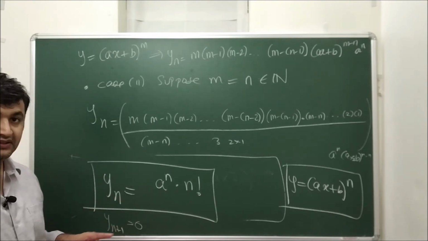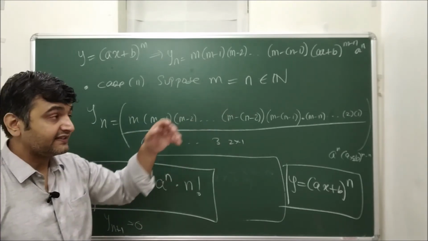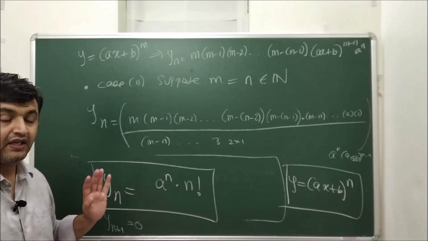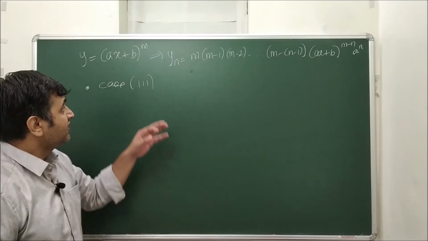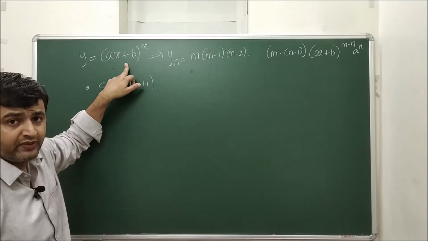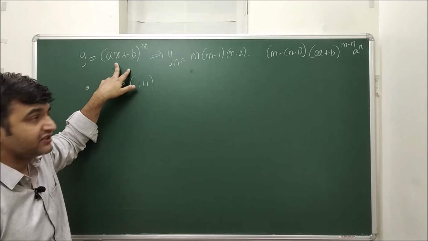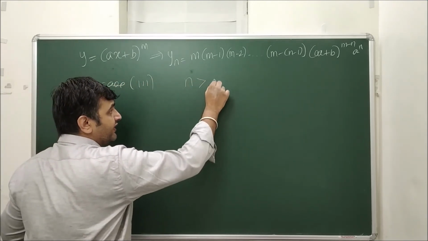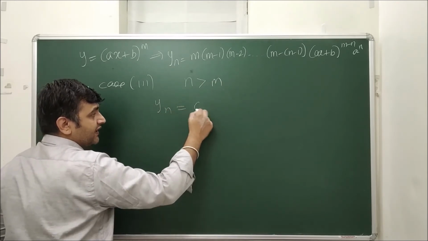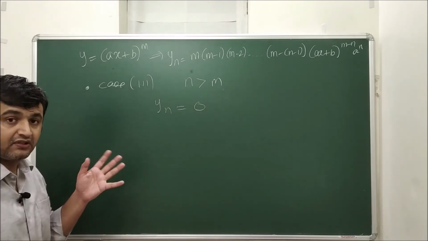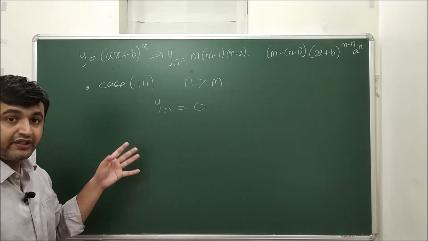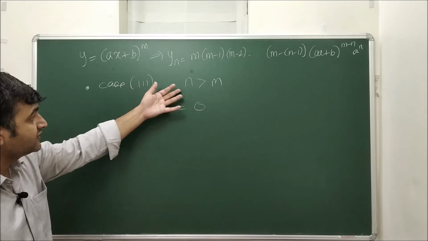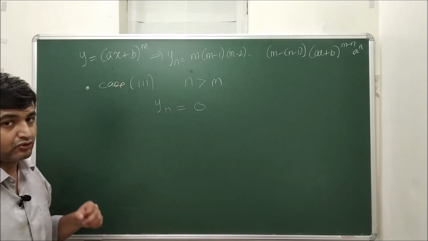So we have done two cases. The first case when m is a natural number. The second case when m and n both are equal. Let's go for the third case. Now, see, ultimately this is a polynomial, right? When you expand this binomial expansion, you get a polynomial of degree m. So obviously when n is bigger than m, all my yn's have to be 0, as we saw in the earlier first example. It was a third degree, and from the fourth order onwards all the derivatives were 0. So here, when n is bigger than m, the derivatives have to be 0.